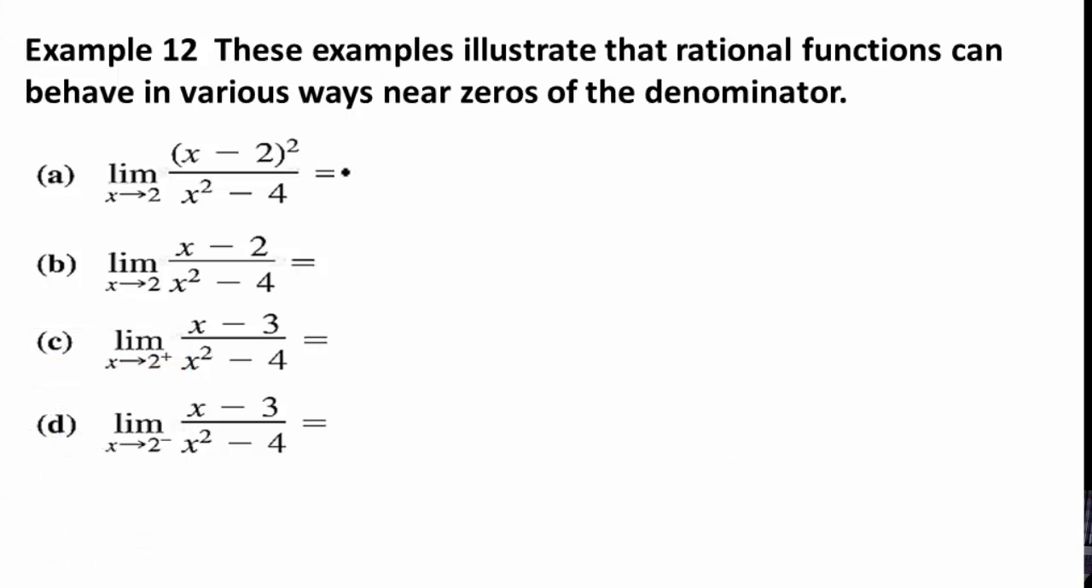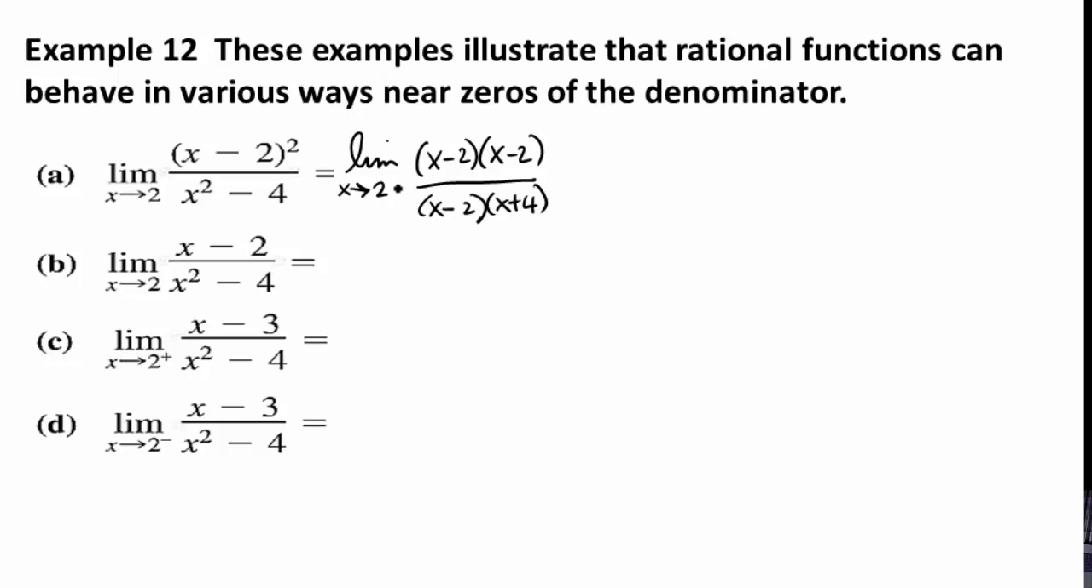So we're taking the limit of (x minus 2) times (x minus 2) divided by (x minus 2) times (x plus 4). That's just the factorization of a difference of squares. So you let x approach 2. And here we have a case of a 0 over 0 situation.